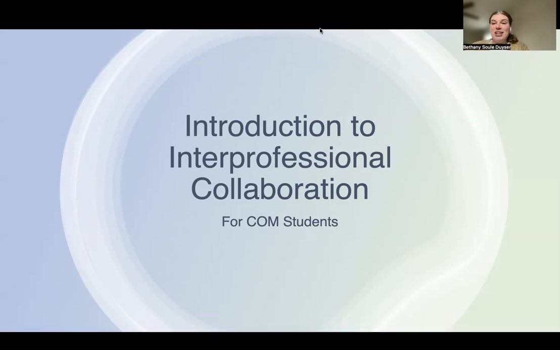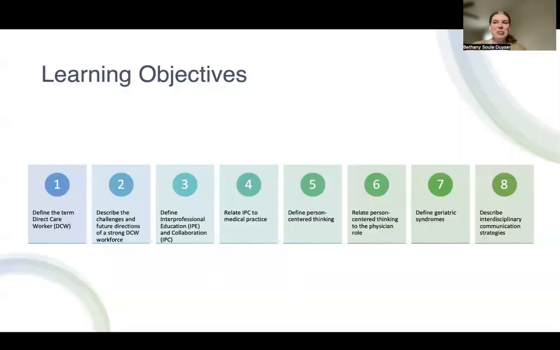So I really hope that this will be a great opportunity for you to practice some interprofessional collaboration, as well as hopefully learn something new about working with older adults receiving long-term supports and services, which is one of my favorite areas of professional practice as a nurse and a nurse practitioner. And hopefully you can relate to that in your future careers. So let's jump right in.